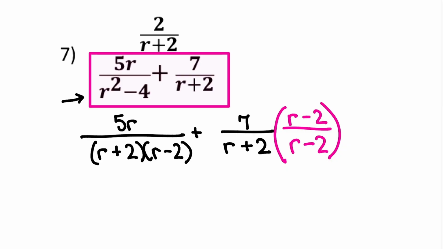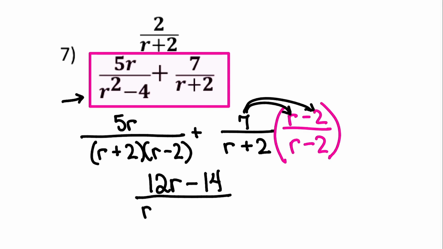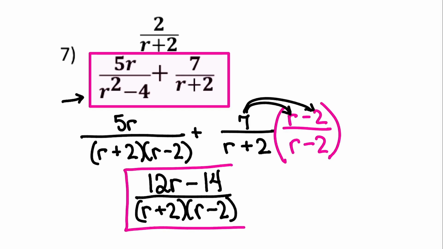So since our denominators are now the same, we can go ahead and distribute this 7 and combine like terms. So 5r plus 7r is going to be 12r. And 7 times negative 2 is negative 14. And we can just go ahead and write the r plus 2, r minus 2. So this is the final factored expression just for our denominator. And let's go through and solve the rest of the problem now.